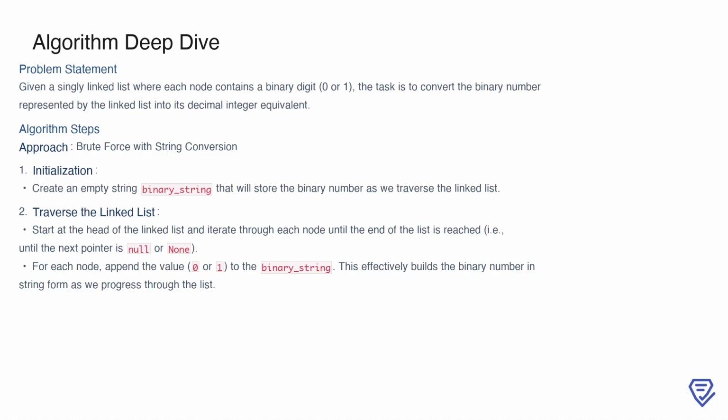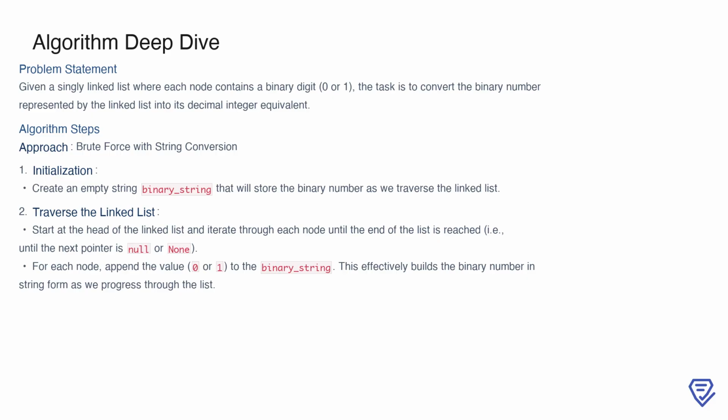In this problem, we are given a singly linked list where each node contains a binary digit, either 0 or 1. The goal is to convert the binary number represented by this linked list into its decimal integer equivalent. To solve this, we can use a brute force approach that involves string conversion. First, we initialize an empty string called binary_string. This string will serve as a container for the binary digits as we traverse the linked list.